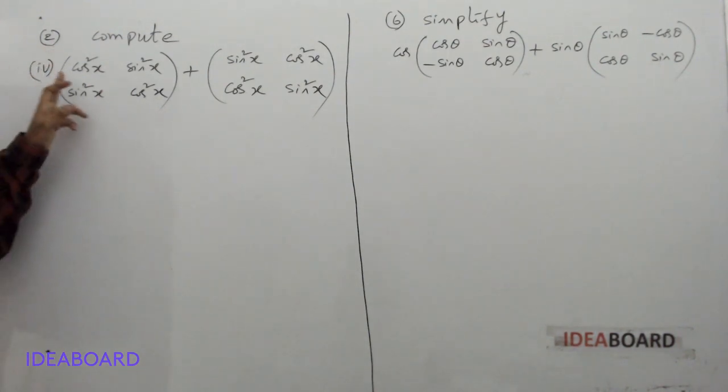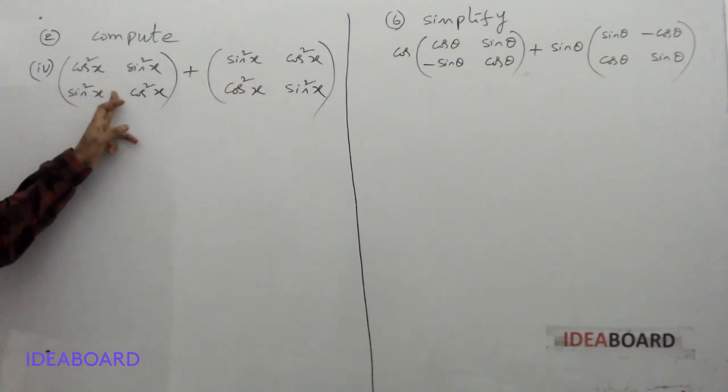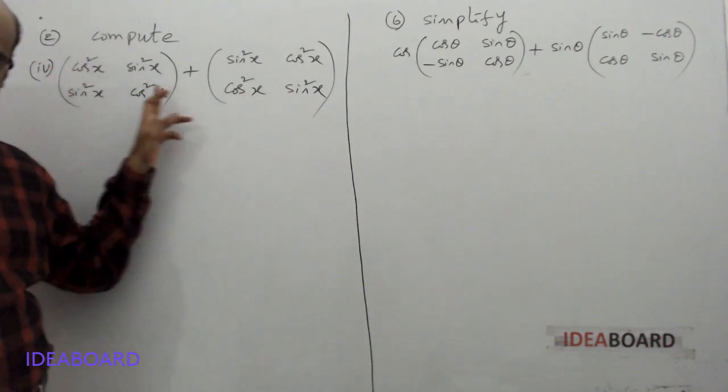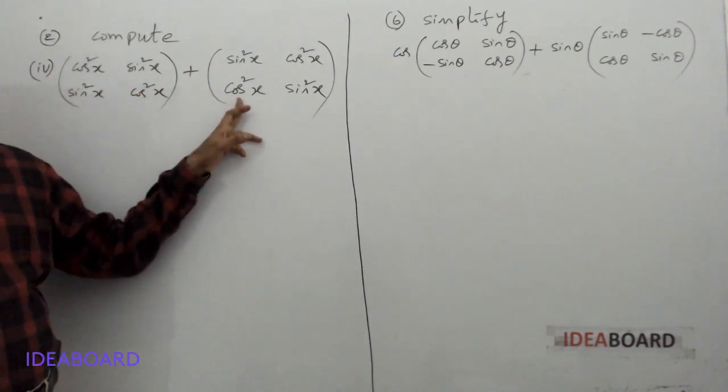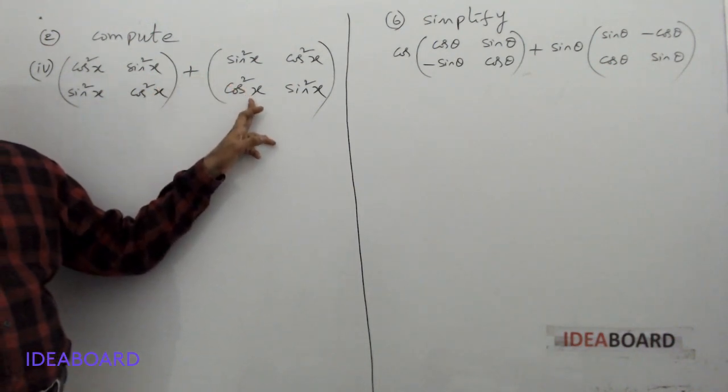Second problem. Two matrices are given to you. Now here we have to find the sum of these two matrices. While finding the sum of the two matrices, we have to verify whether the orders of the given two matrices are the same or not.